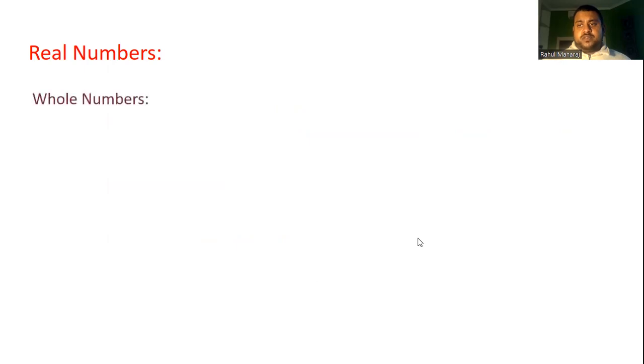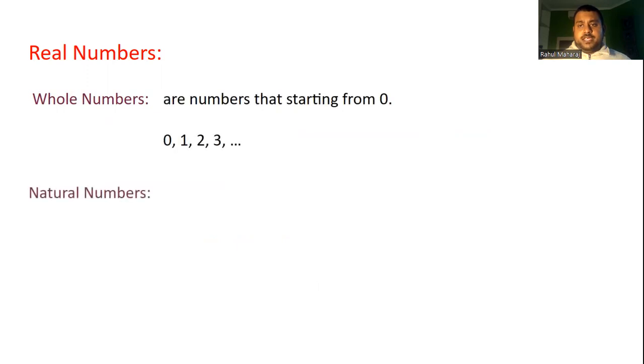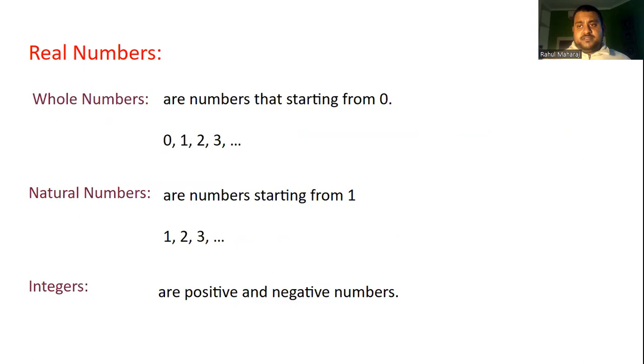Whole numbers, which are rational numbers, they start from 0, as we can see below. Natural numbers, which are also a second kind of rational numbers, start from 1, as we can see over here. And integers, they are positive and negative numbers that can be infinite. They range from minus infinity to plus infinity.